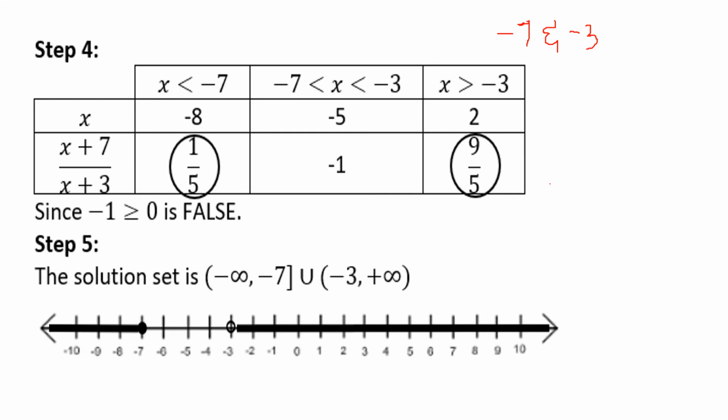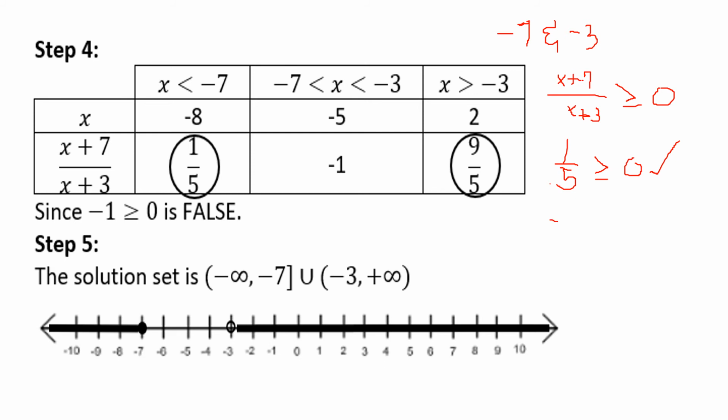Okay, next is to verify if our test value can satisfy the inequality. So from the original, from step 1 kagina, we have x plus 7 divided by x plus 3 is greater than or equal to 0. Okay, so let's substitute here the 1/5. So 1/5 is greater than or equal to 0, which makes our statement true.